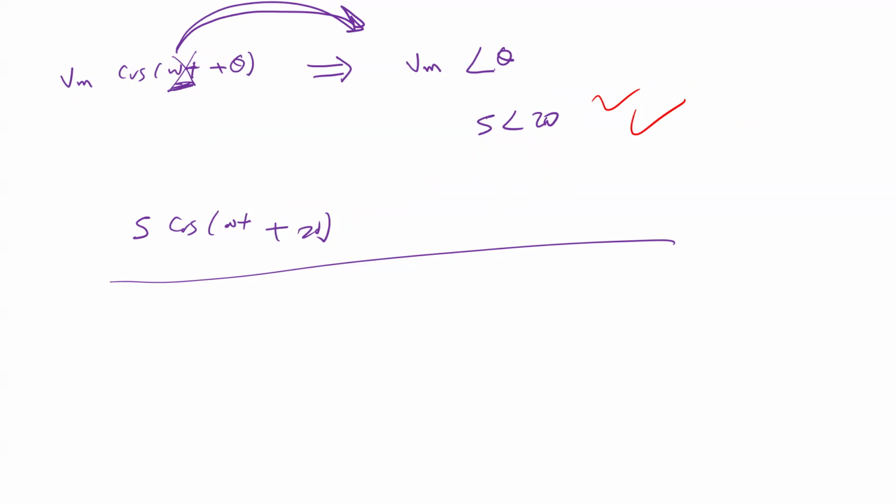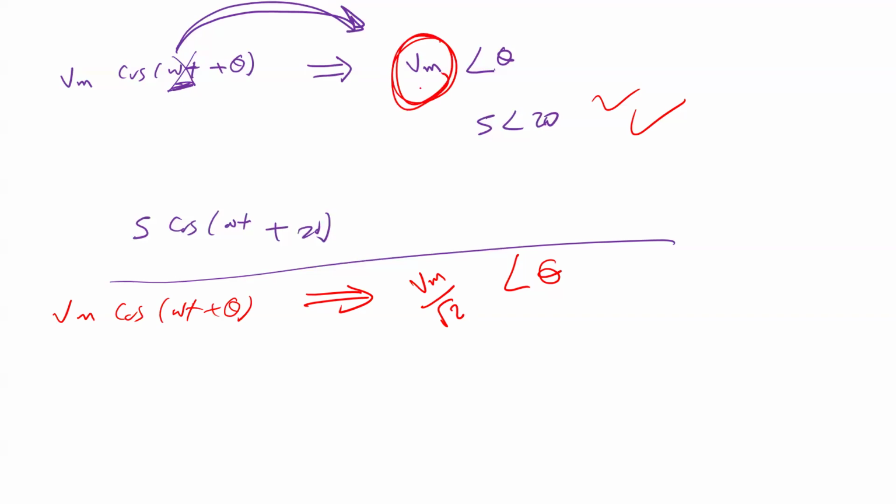What we are going to do is, if you have Vm cosine omega t plus theta, when I transfer it to the complex domain, I'm going to make it Vm divided by square root of 2, with angle theta. Look here, there is no square root. Here I put the maximum value. Here I put the RMS value. I will consider it when I go back as well. Otherwise, it's not going to work.